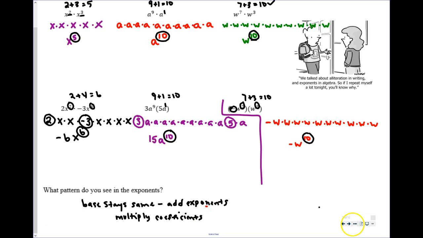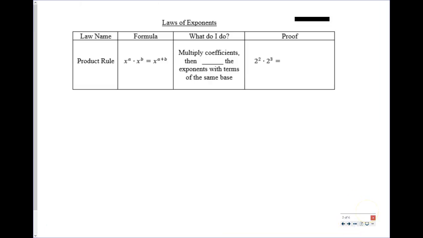Okay, so I'm going to put this in a formal law. We call these things laws of exponents. A law is something that will always work all the time. We call it a law in math. So we call this the product rule. Product means multiply, and there's a formula for this.